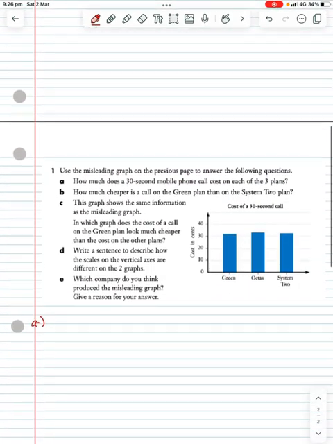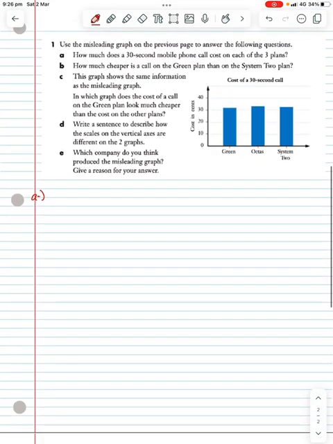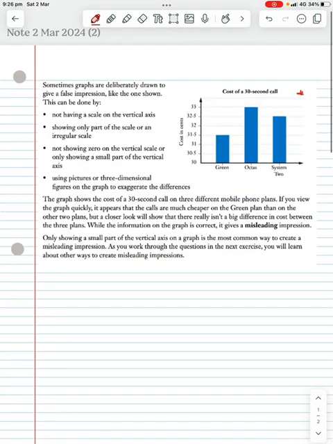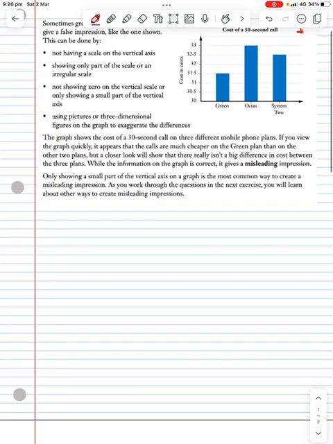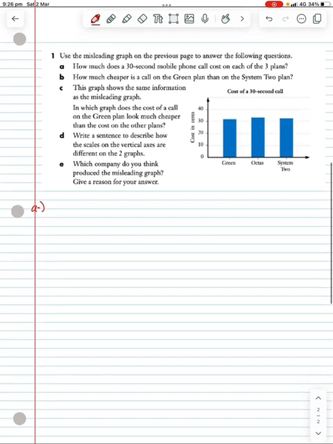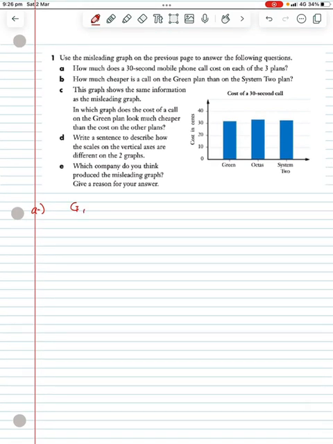So we're going to be using that previous one, and then we're going to be answering it for both graphs. So I'm going to go G1, G2. Graph 1's my first one, this is graph 2. And I'm going to just go green, Octus, and system 2, because I don't want to write out the whole name. So let's start with graph 2 because it's here and it's easy.